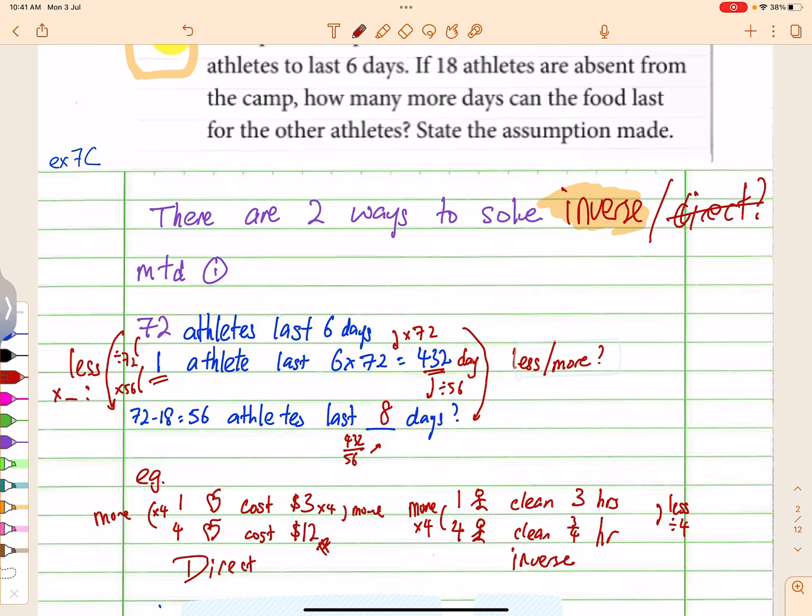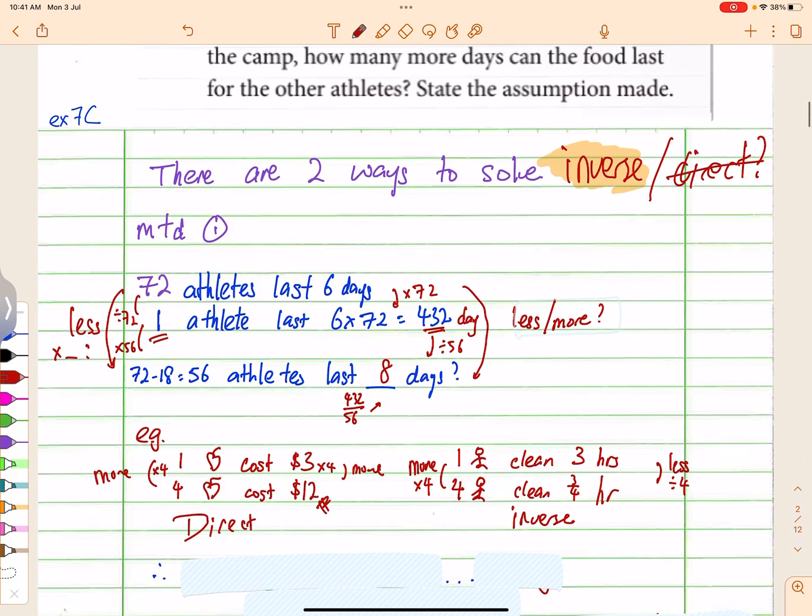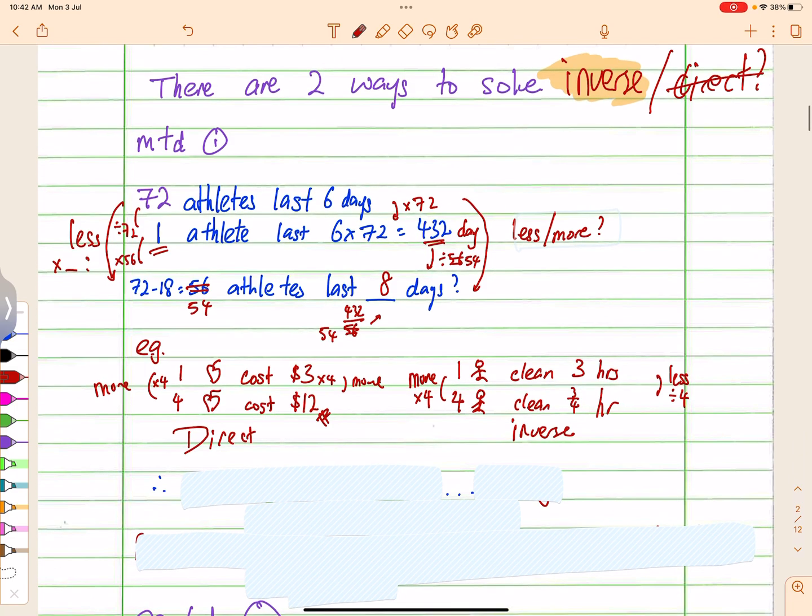Hey, sorry, I made a mistake here. It's not 56, it should be 54. That's why the value here doesn't give you a very nice number. So if I divide by 54, let me try again. 432 divide by 54. There you go. Then you'll get 8 days, alright?